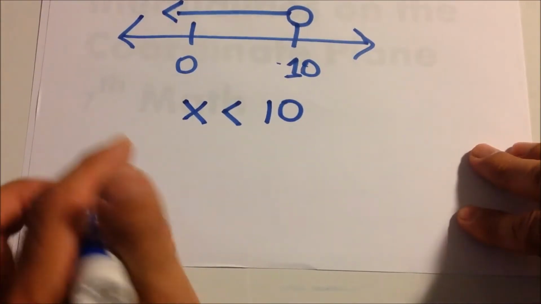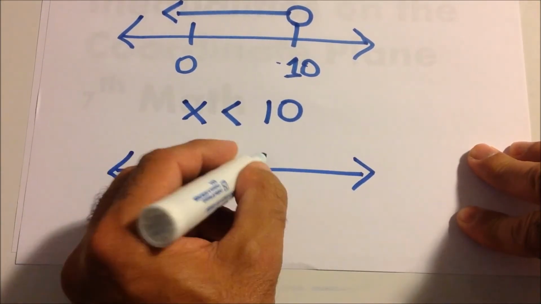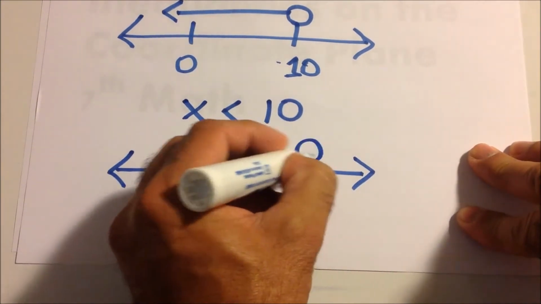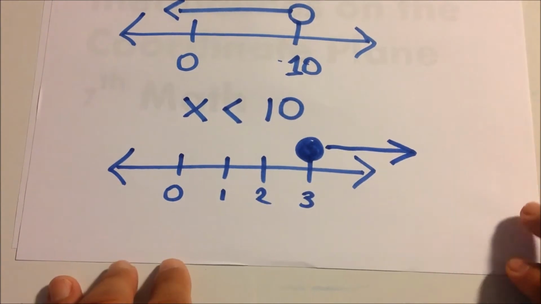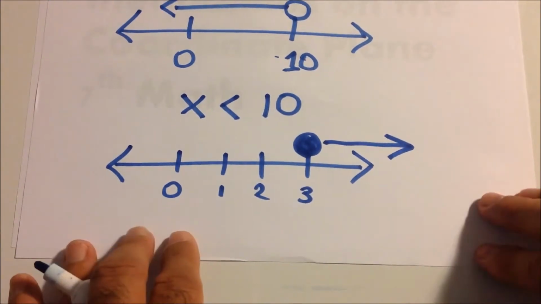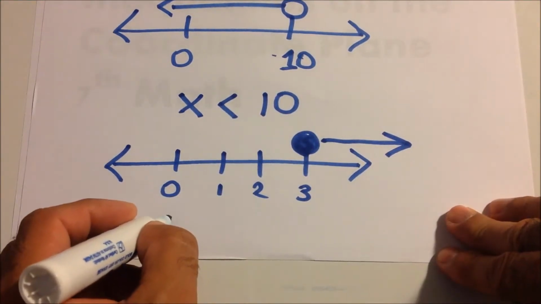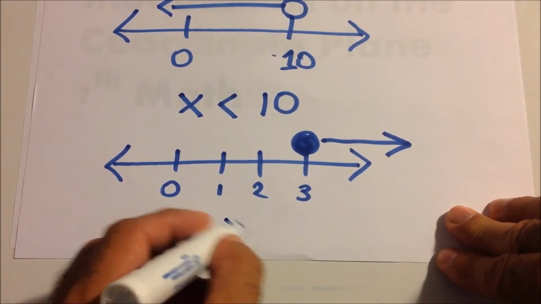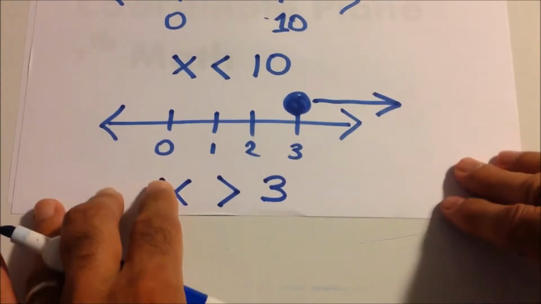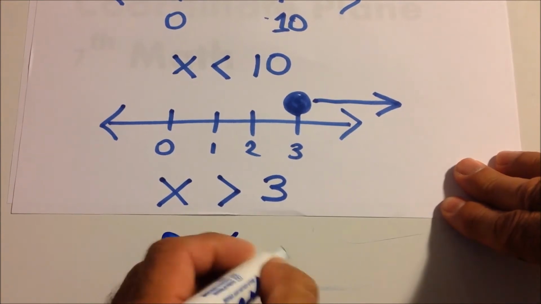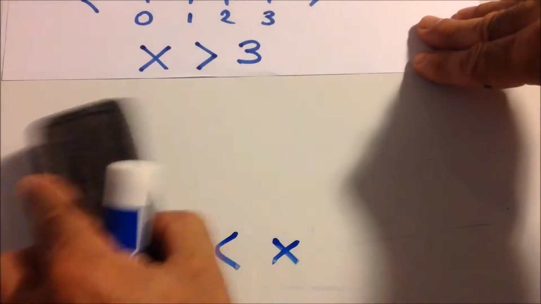Let's do another one. And what if we saw something like this? How would you graph that? How would you write that inequality? Okay, again, any variable you want. Usually we just use x. So we're saying x now is greater than 3. And of course you can write it the other way around if you want to. Doesn't matter. Let's do one more.